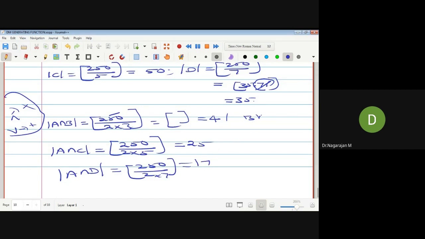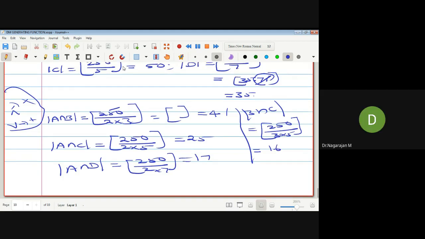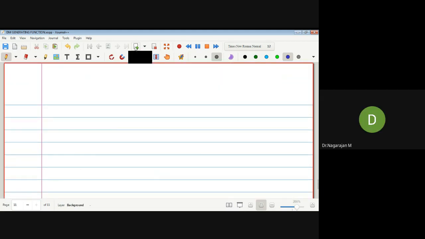Similarly, we can find the next part. Cardinality of B intersection C, that is equal to 250 divided by 3 into 5. Sir, 16.66. Okay, only consider the integer part, not taking the decimal part.